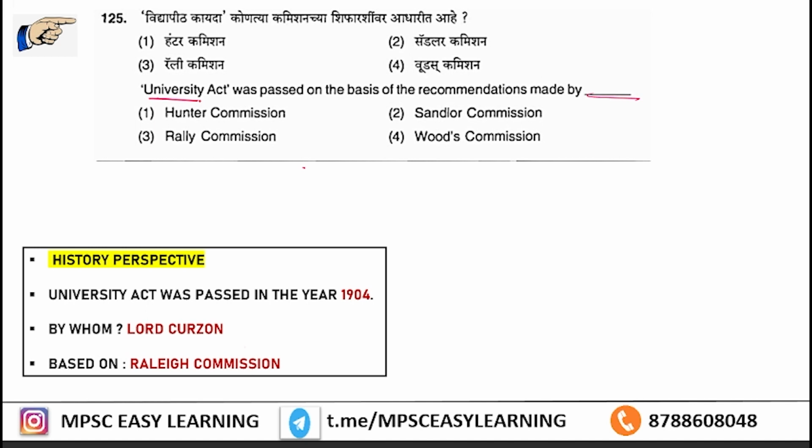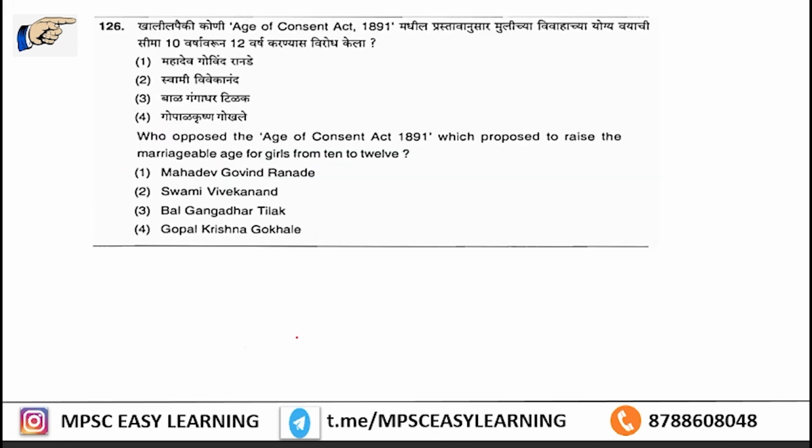Next one. University Act was passed on the basis of the recommendations made by the dash. Hunter Commission, Raleigh Commission, Sandler Commission, Woods Commission. यहाँ आपका जवाब है Raleigh Commission. So University Act was passed in the year 1904 by whom? By Lord Curzon. And it was based on the Raleigh Commission. Only these points are important.